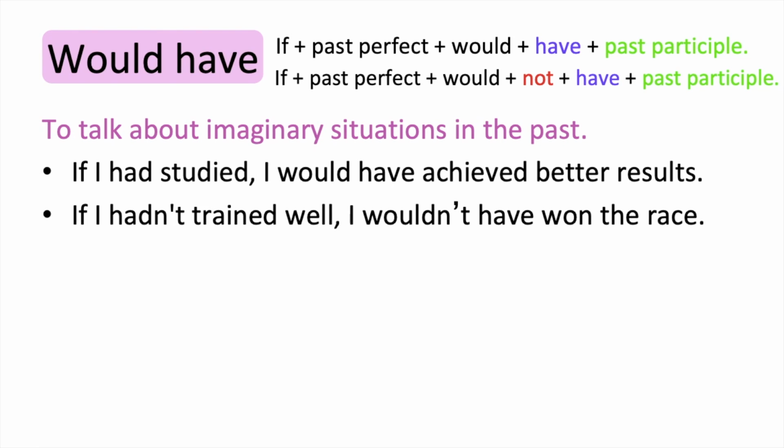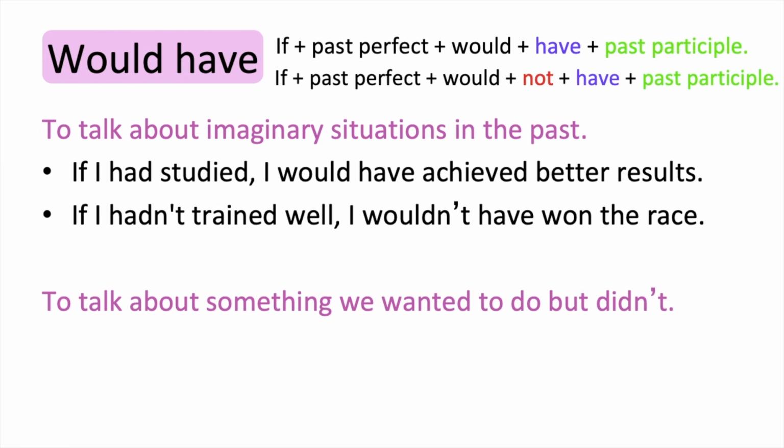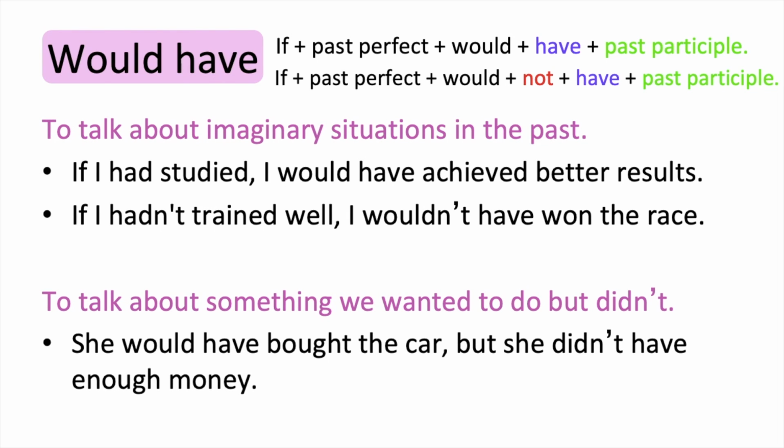We can also use would have to talk about something we wanted to do but we didn't do. For example, she would have bought the car, but she didn't have enough money. So she wanted to buy the car, but she couldn't because she didn't have enough money. It's important to note that we don't always have to use the if clause. As shown in this example, would plus have plus a past participle.